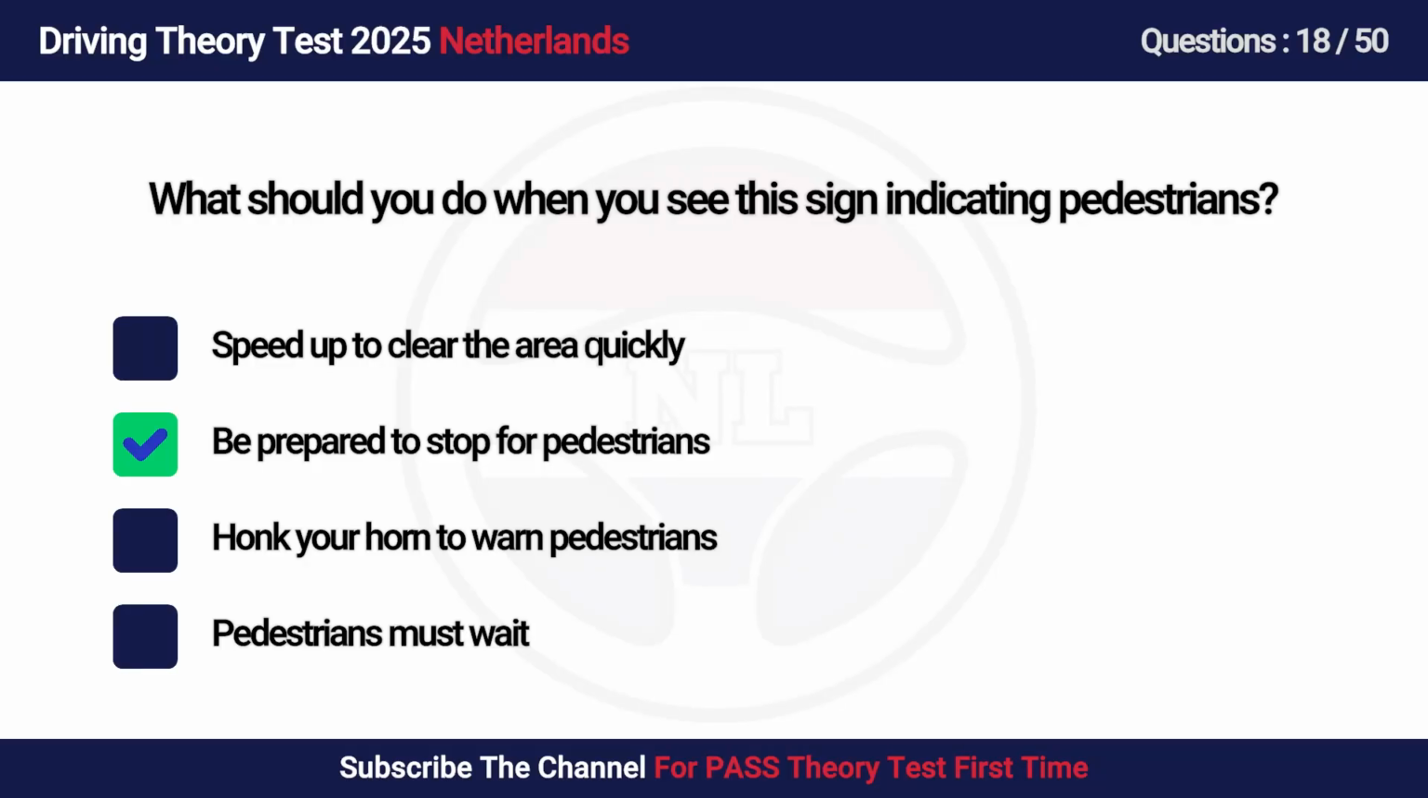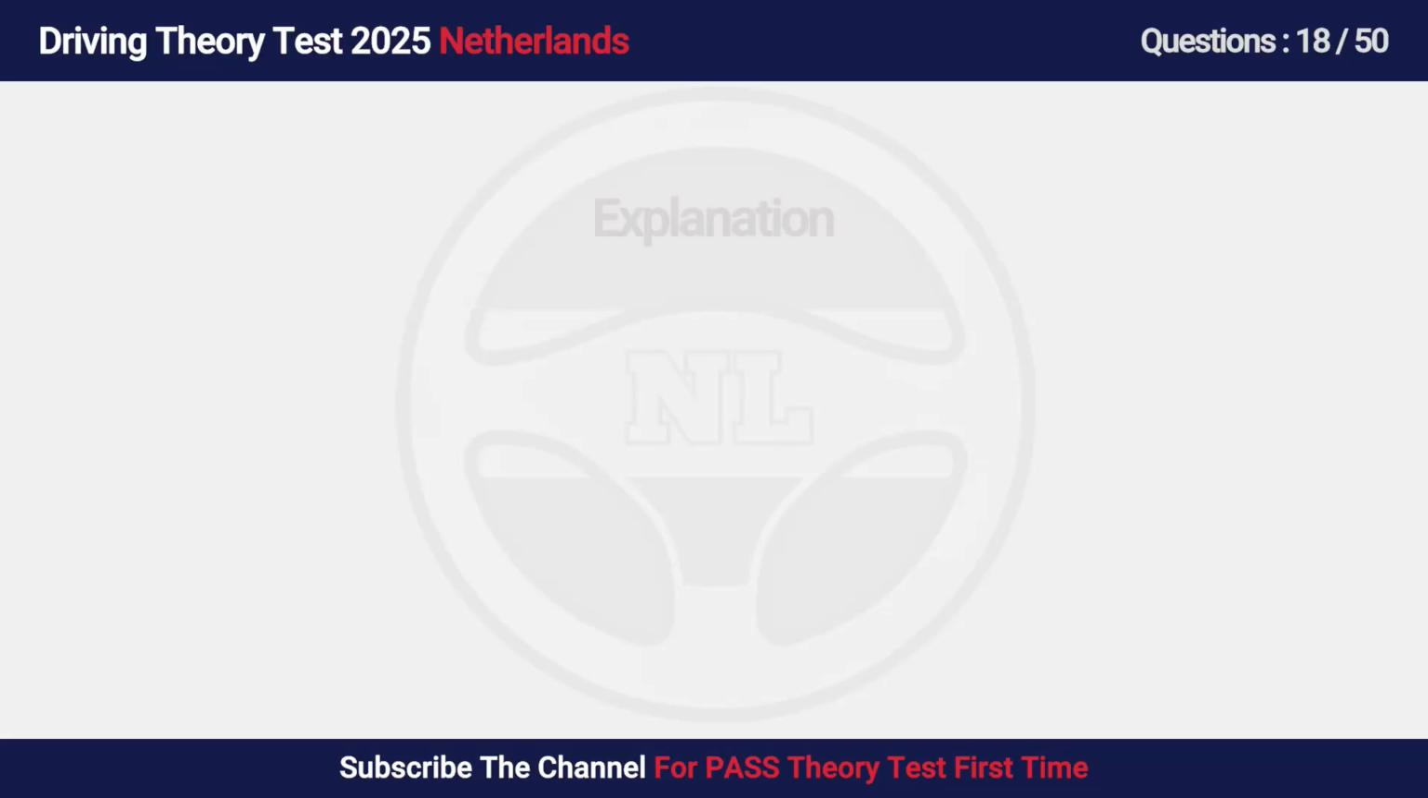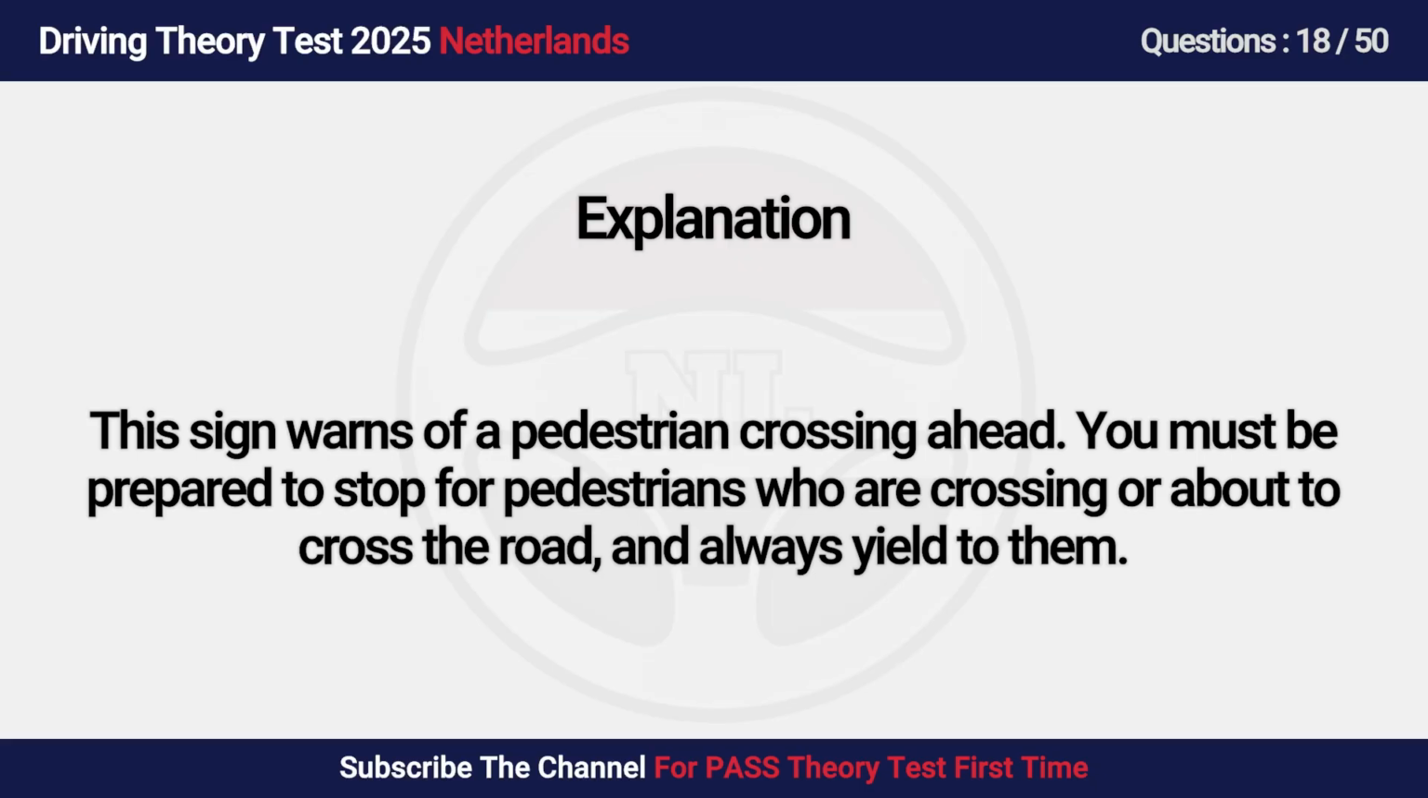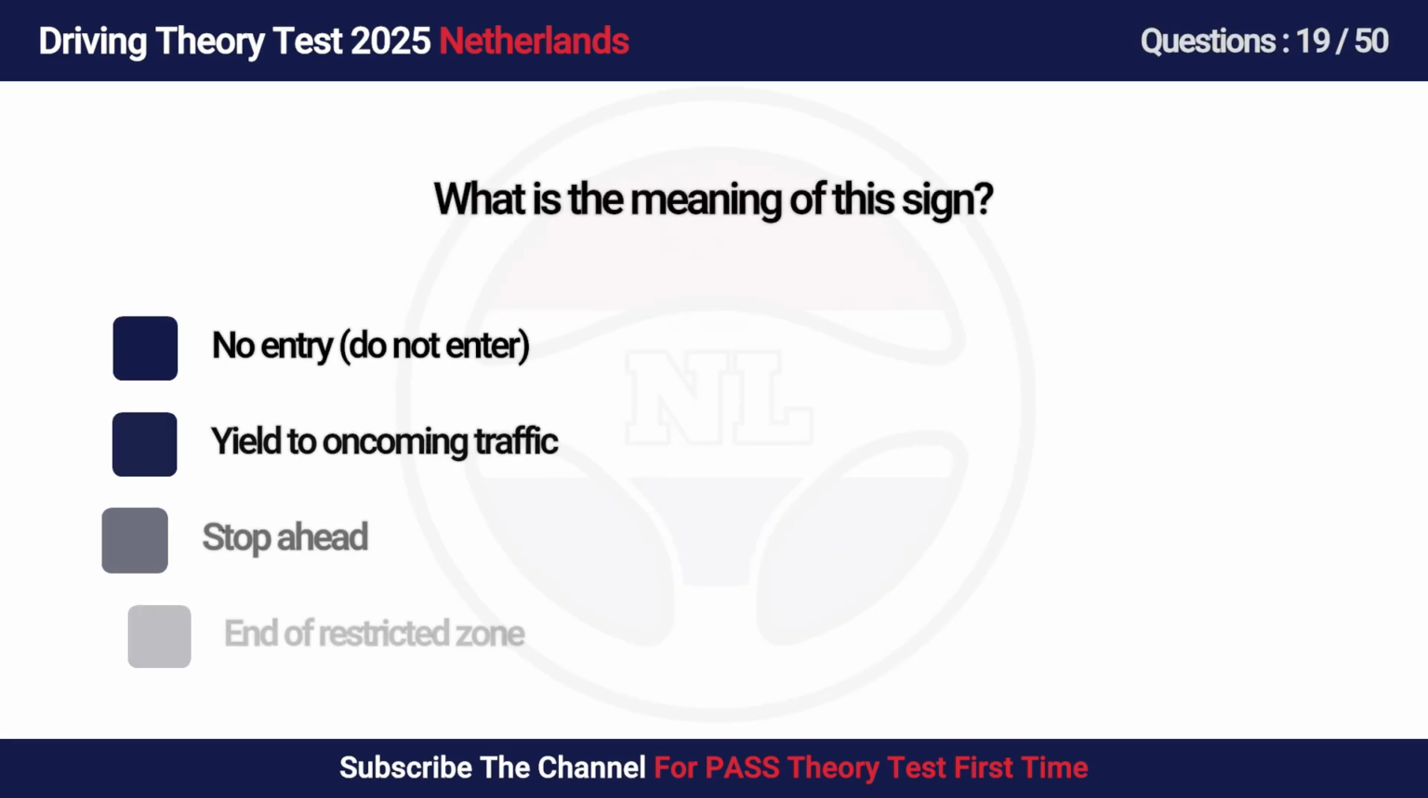Answer is B. Be prepared to stop for pedestrians. This sign warns of a pedestrian crossing ahead. You must be prepared to stop for pedestrians who are crossing or about to cross the road, and always yield to them. Question 19. What is the meaning of this sign?